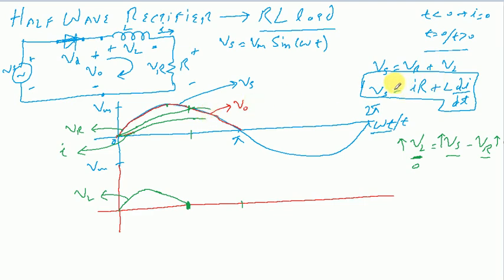Okay, so for it to become equal to Vs, the net sum of these two, the inductor voltage, has to be negative. Okay, and I'll explain the mathematical reason behind that as well, but now let us focus on this part for a while.